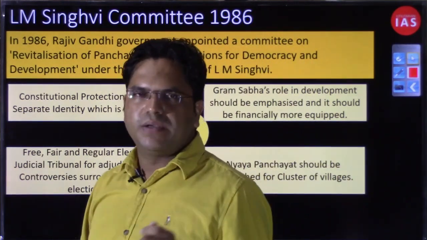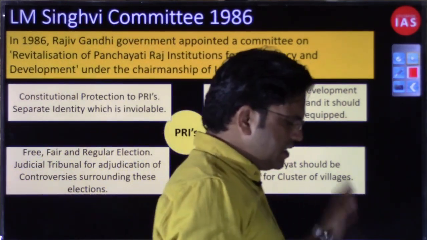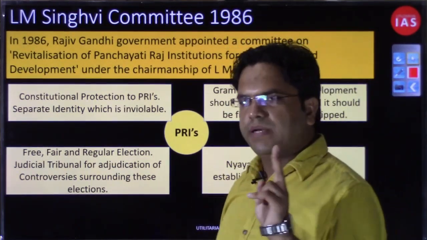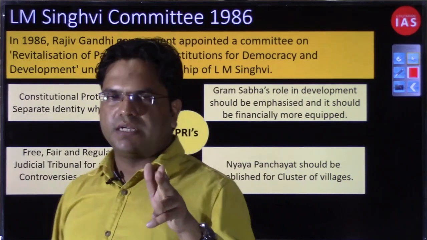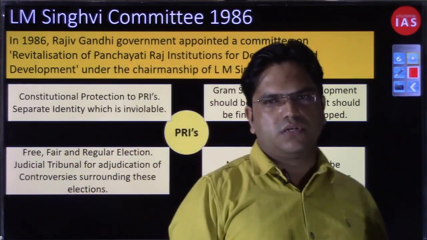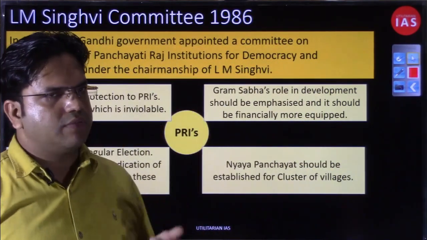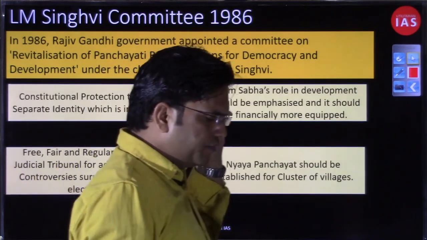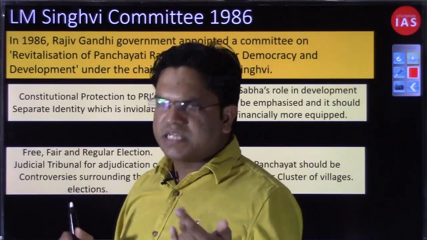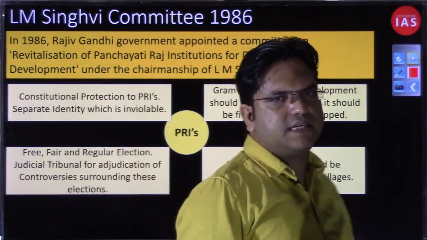So similarly, the general thing will remain the same across these recommendations, but the notable feature that you need to remember, right? The notable feature of Balwant Rai Mehta committee: three-tier committee, and then it talked about gradual transfer of the function. The notable feature of Ashok Mehta committee was creation of state election commission, then involvement of the political parties, right? And then you had this taxation power, right? So all those things, and then reservation for SCs and STs.